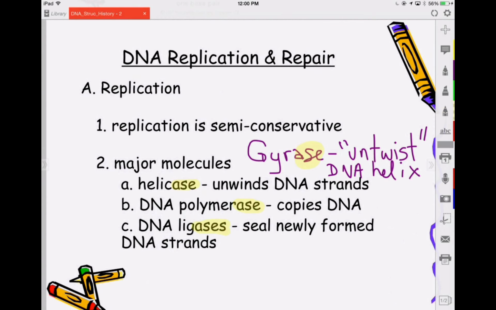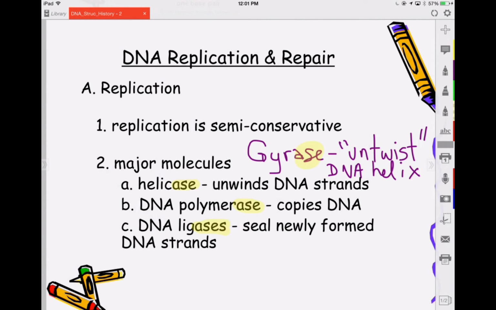There we go. So many enzymes are going to be involved. We talk about gyrase for the untwisting. Helicase unwinds the DNA strands by breaking the hydrogen bonds. Think of it as a wedge going through a log, or traditionally it's also been considered to be like a zipper lug, pulling the two halves of the zipper apart. That's a very good analogy.